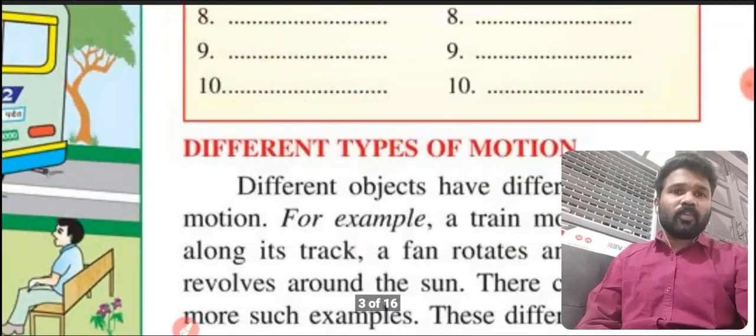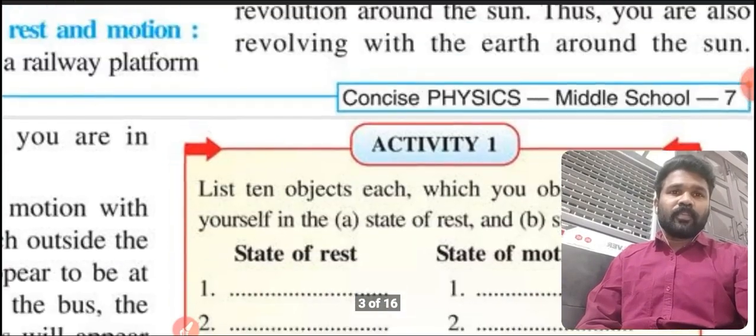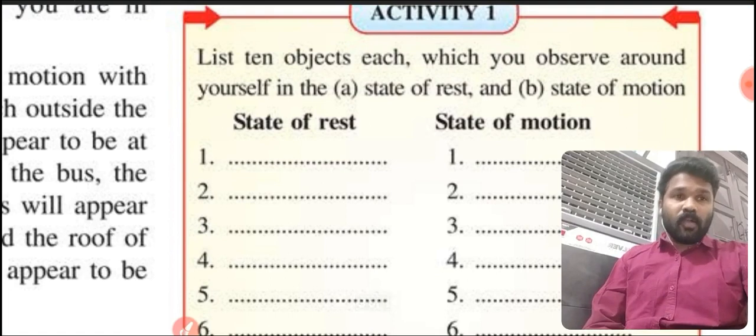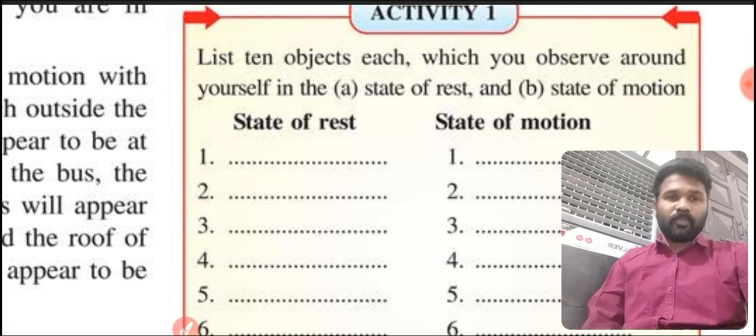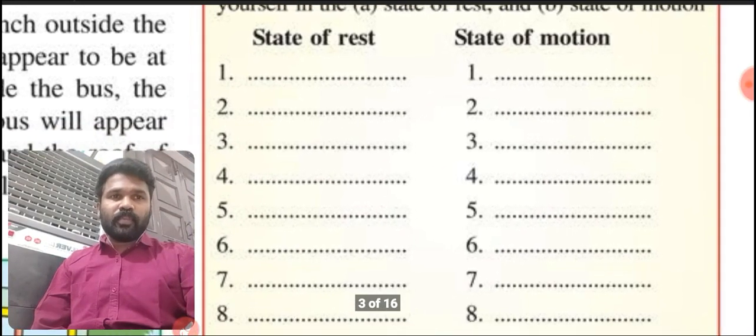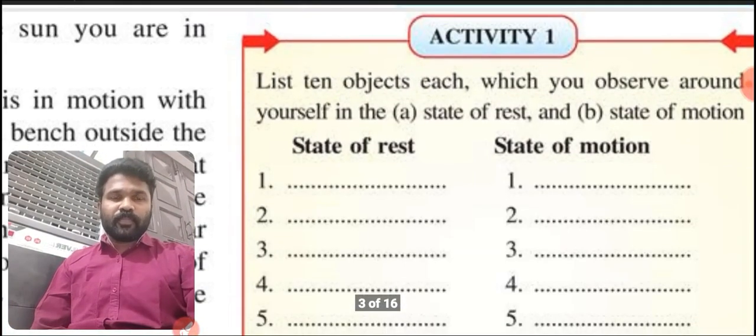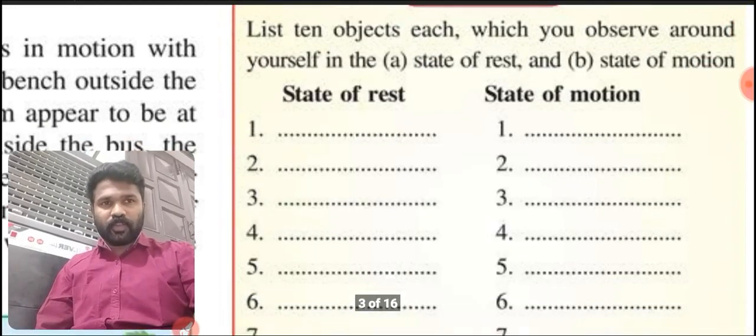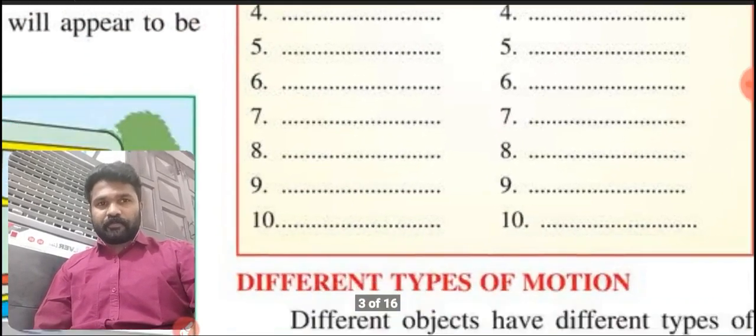Now our next topic: here one activity is there. This can be done as homework. List 10 objects each which you observe around yourself in the state of rest and state of motion, and write here itself. Okay, write here in your book. First activity it is, you please write here state of rest, state of motion, which are the incidents you are going to observe. Okay, you can do this one as a holiday homework.